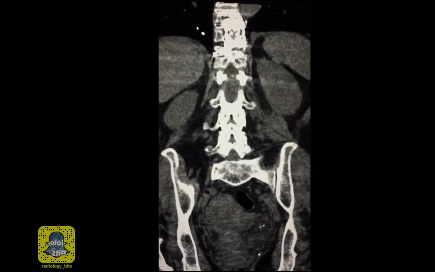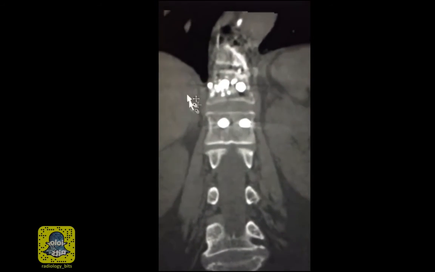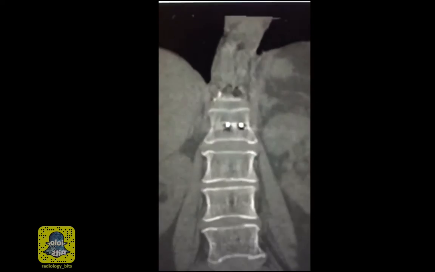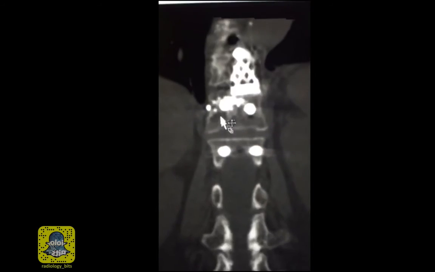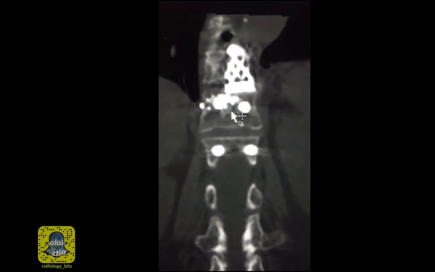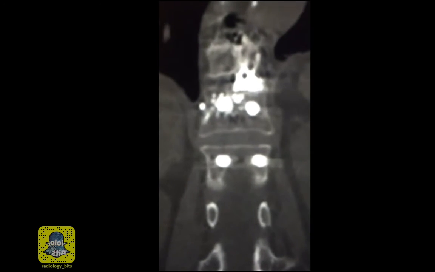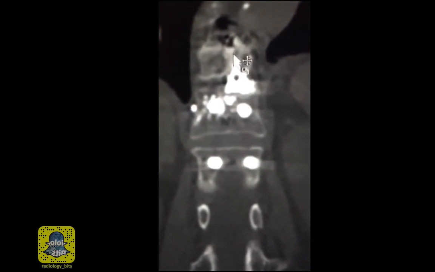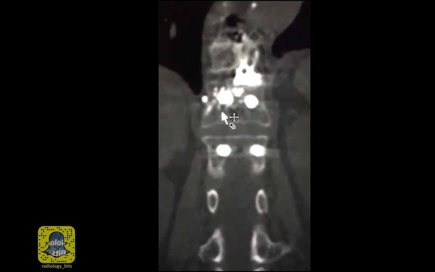The question is, why did that happen? Your answer to that question is here. We know that the patient underwent spinal surgery, but looking carefully, you'll notice that the patient also has this additional material within the vertebral body. And what you're seeing here is that the patient not only underwent surgical fixation, the patient also underwent what's called a vertebroplasty.